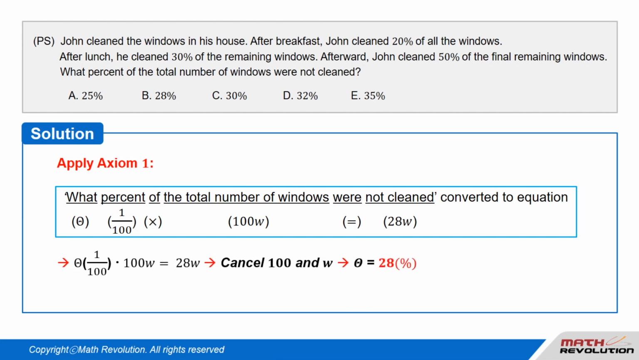Theta times 1 over 100 times 100W equals 28W. We cancel out 100 on the left side and W on both sides. And then we get theta equals 28%. So, B is the correct answer.